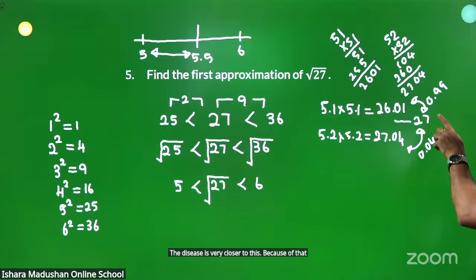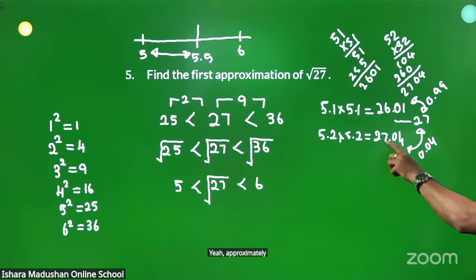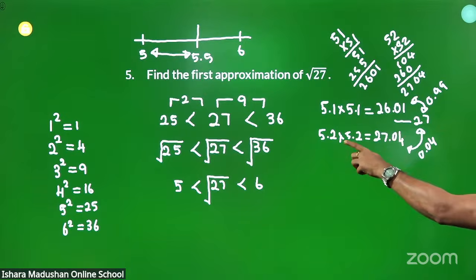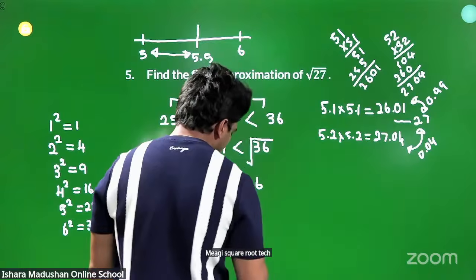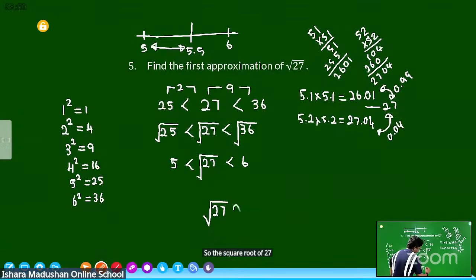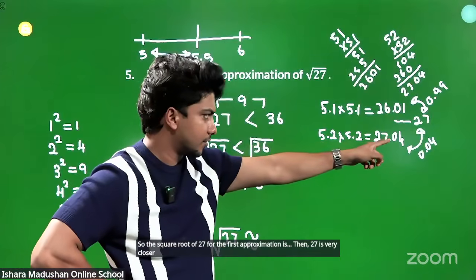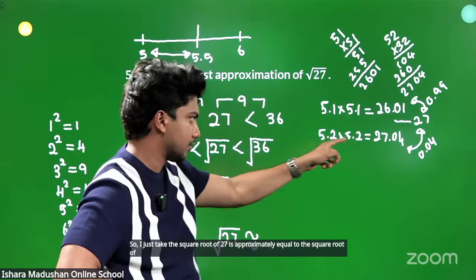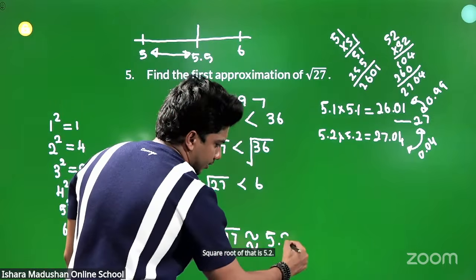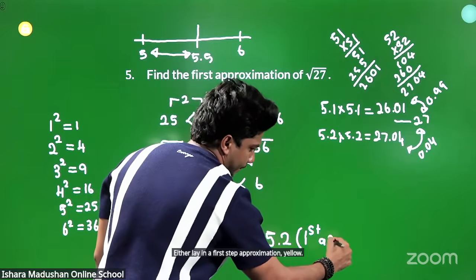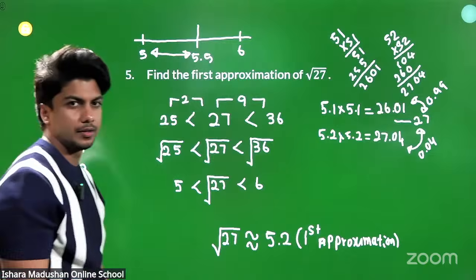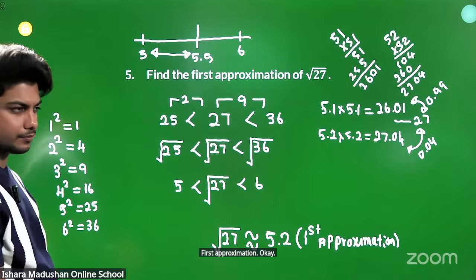Because of that, I approximately take the square root of 27 as the square root of 27.04, which is close to it. The square root of 27.04 is 5.2. So the square root of 27 for the first approximation is approximately equal to 5.2. Write there: first approximation. Okay? Right, okay.